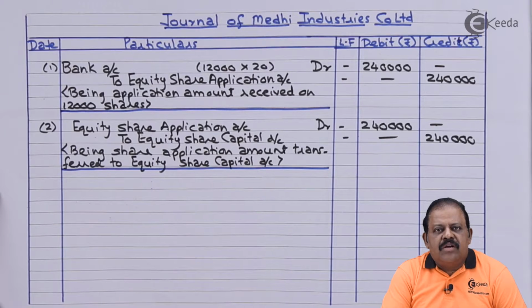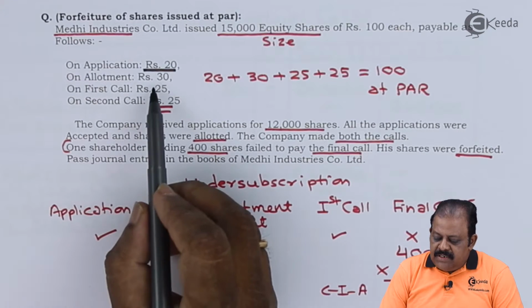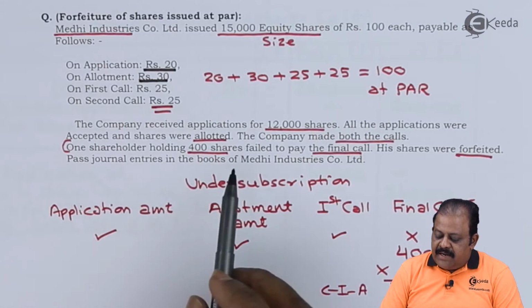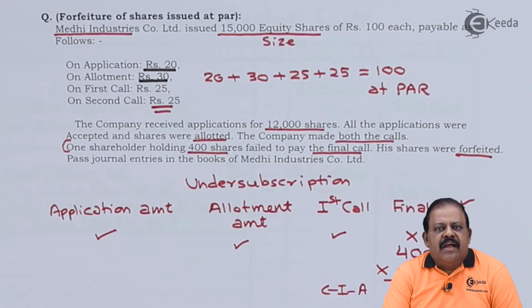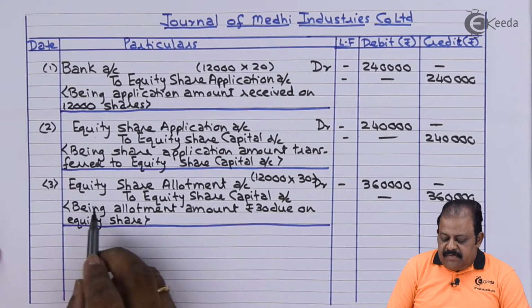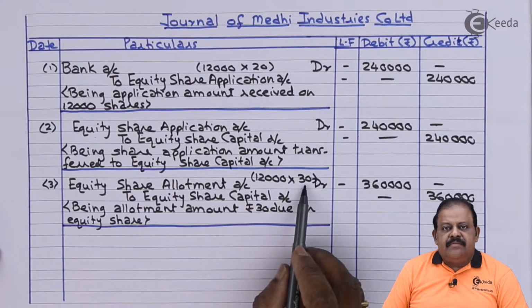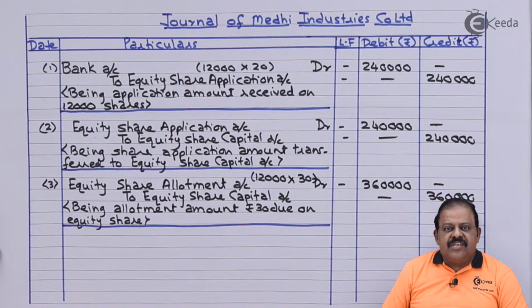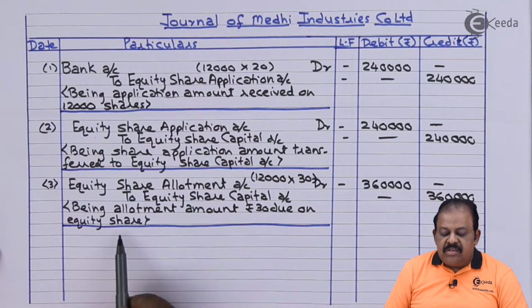Let us proceed to the allotment stage. On allotment, the company demands 30 rupees per share. These 30 rupees will be demanded on 12,000 shares. The company sends allotment letter and records entry for allotment amount due. Equity share allotment account debit 12,000 multiplied by 30, 3,60,000. To equity share capital account 3,60,000. Being allotment amount rupees 30 due on equity share.